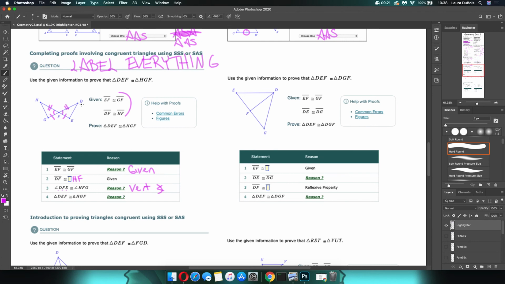Next up, what kind of picture do we have? Side, angle, side. Okay. In my college days, Ms. Dubois' college days, we used to actually have this called the bow tie theorem because it makes a little bow tie, but that's Ms. Dubois being a nerd.